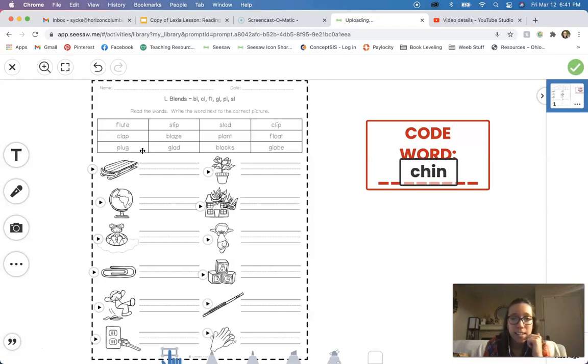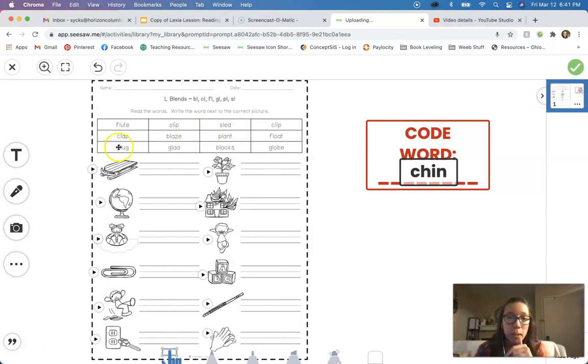S-L-E-D, sled. So I'm looking for a word that starts with S. I see two of those words that look like that at the top. Now, one of these words, if I sound it out, looks like this. S-L-I-P, slip. That's not the word I'm looking for. Let's try the next one. S-L-E-D, sled. Ah, there it is.